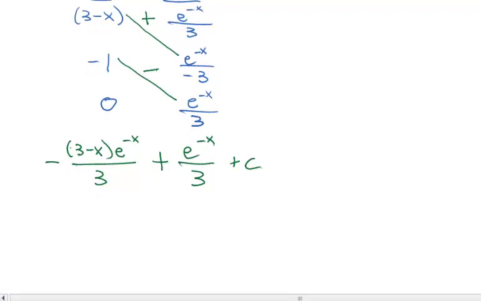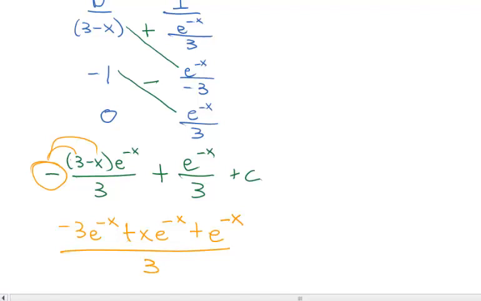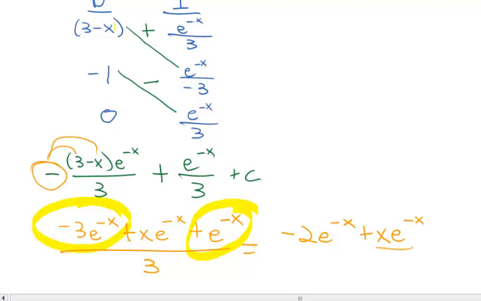Since we have a common denominator, let's simplify it. I'm going to make sure we take this negative through as we do it. It's not just a negative 3, but both parts have to be negative as we distribute. So we have negative 3e^(-x) minus x e^(-x), plus x, negative times a negative, plus x e^(-x), plus, since we have a common denominator, we can just add e^(-x) all over 3. And when we combine the like terms, the first and last terms are both e^(-x), we get (-2e^(-x) + x e^(-x)) over 3.